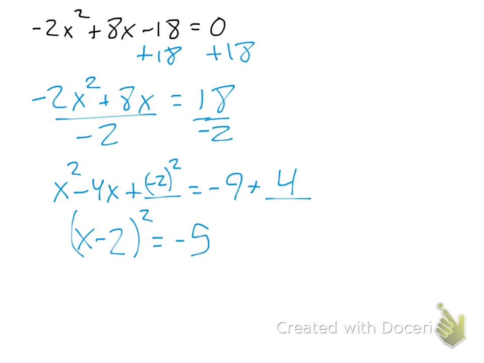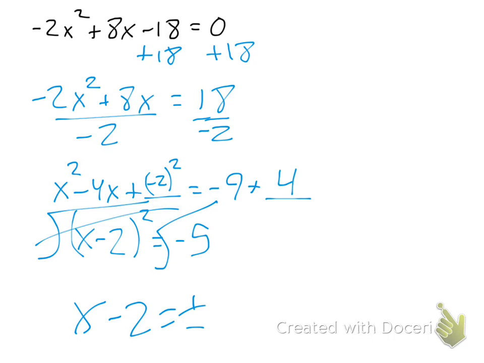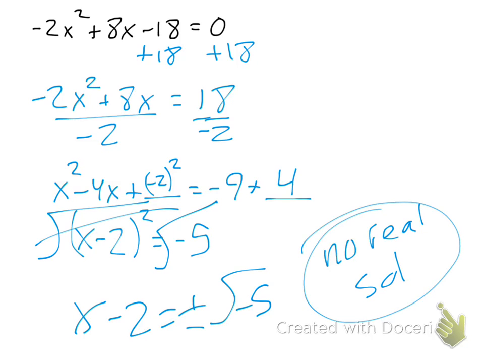So the question then is we go to do this. We go to square root, and you get x minus 2 equals plus or minus the square root of negative 5. Wait a minute, can you take a square root of a negative number right now? No. We can, but it's not going to be a real number. So, for these types of problems, you just have to say no real solution, and you're done.